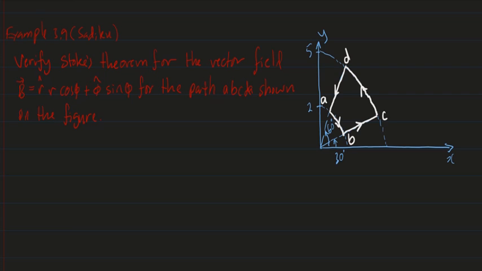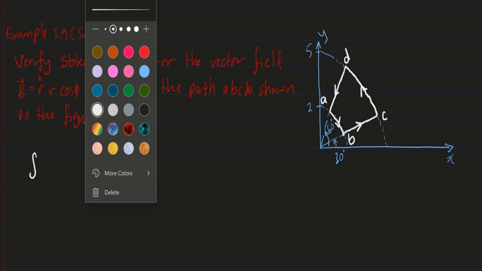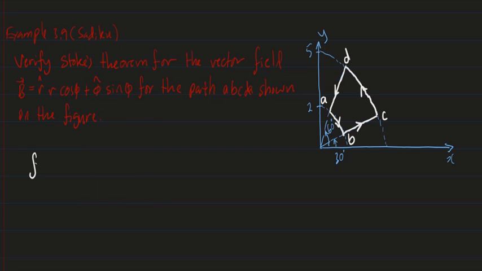So again, Stokes' theorem states that the circulation, which is the line integral of B dot dl, is equal to the surface integral of the curl of B with respect to dS.